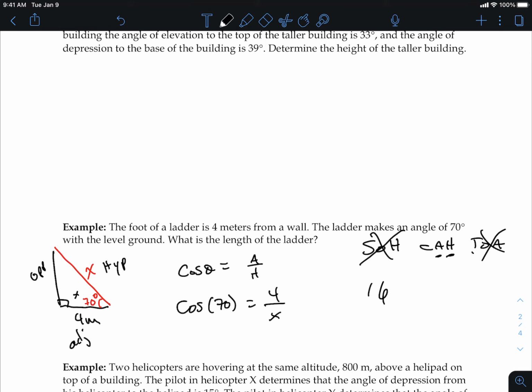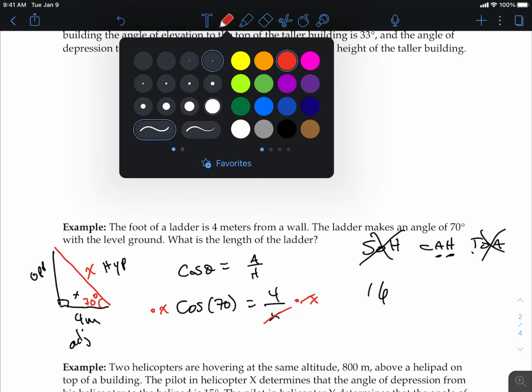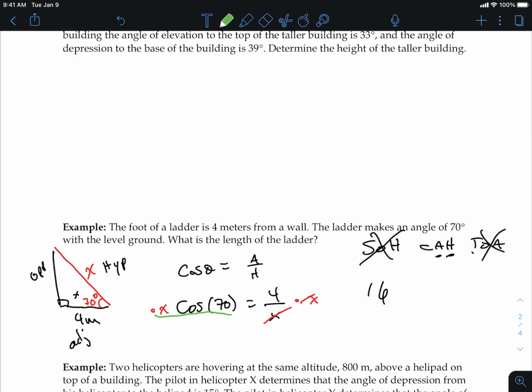I have to reverse what's gone on here. These are a little bit harder, but not really, because it's just one more step. You're going to multiply by x, so there are x's on both sides. Now the x's are going to cancel. And then from there, you're allowed to divide both sides by cosine 70, because then they drop out. So now x is equal to 4 divided by the cosine of 70.